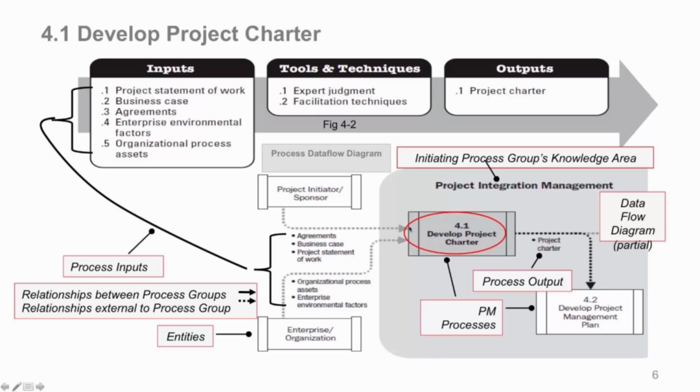So your inputs are processed somehow, which is your tools and techniques, and the output, in this case, is one output, the project charter. Now the project charter is the input into the next process, which is develop your project management plan, now that you have an authorized charter on a project. And also the project charter goes into other processes that we'll talk about when we get to them. But the primary output is to develop your project management plan.